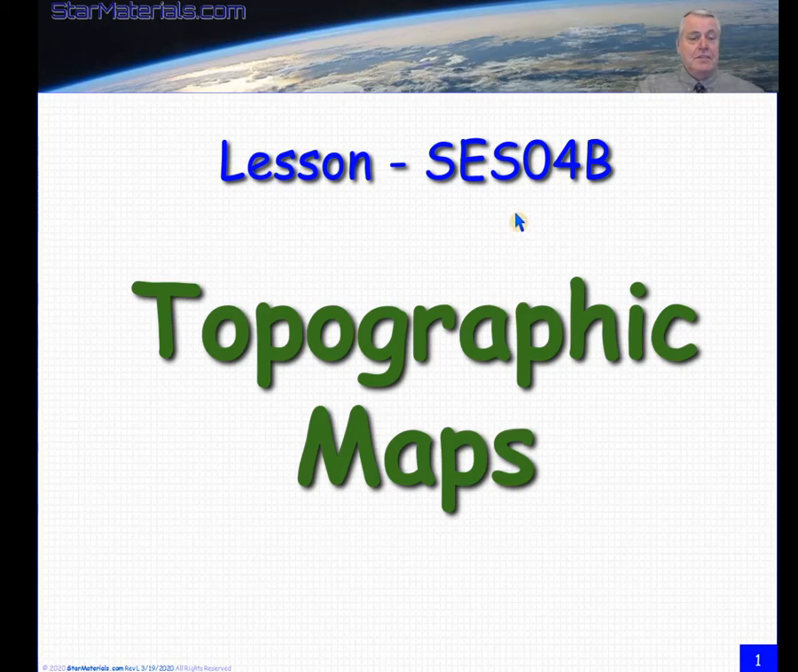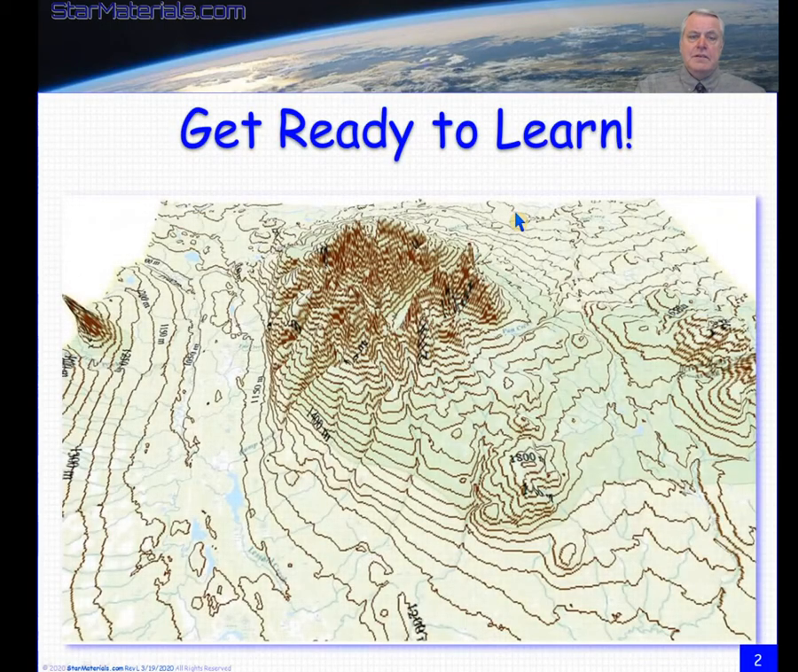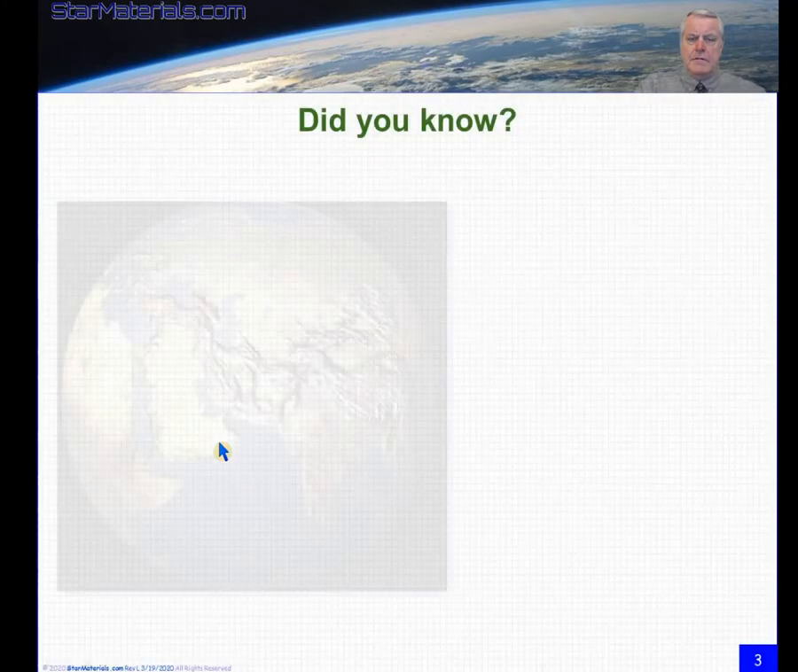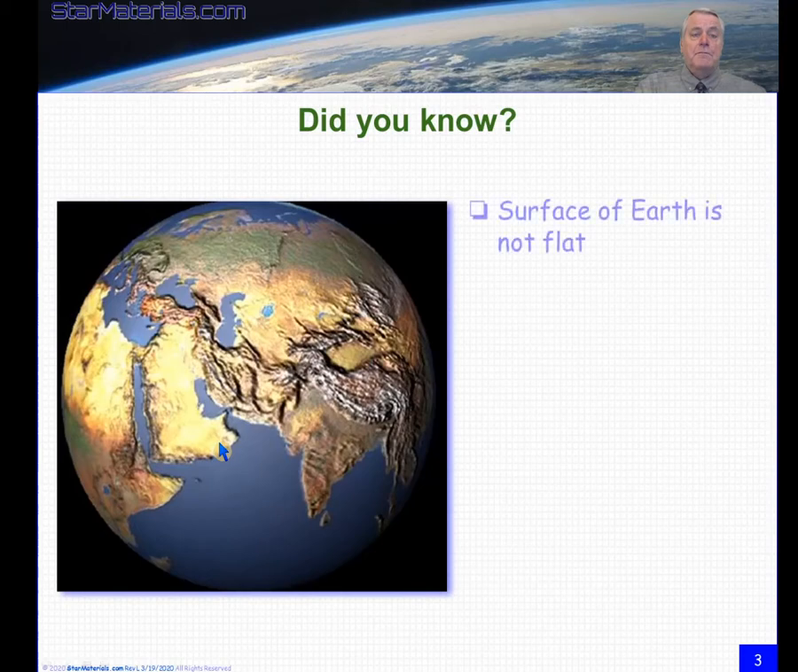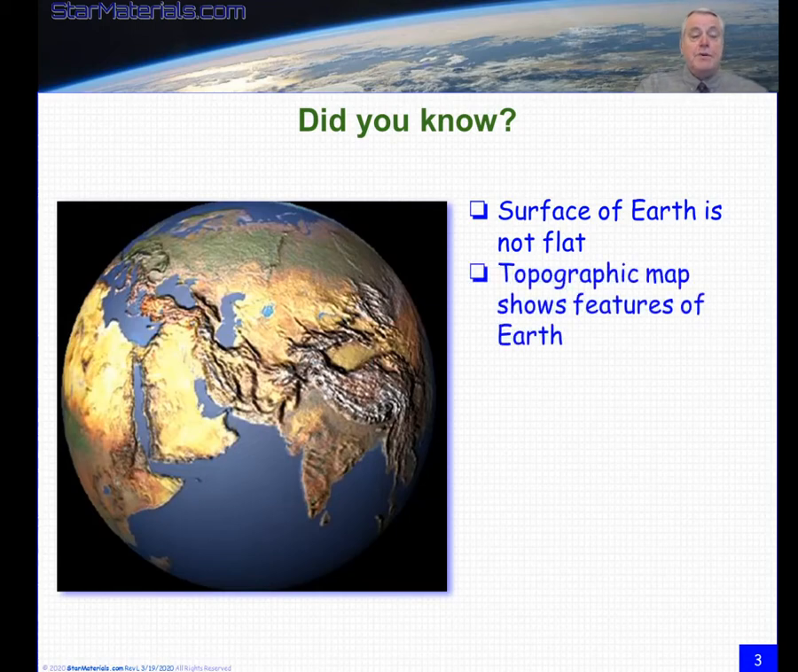Today's lesson is on topographic maps. Get ready to learn. You may have seen these maps where there are lines that seem to follow what's underneath them. Did you know? The surface of the Earth is not flat. Well, we have mountains and valleys. A topographic map shows the features of the Earth, and it does it in a very special way.